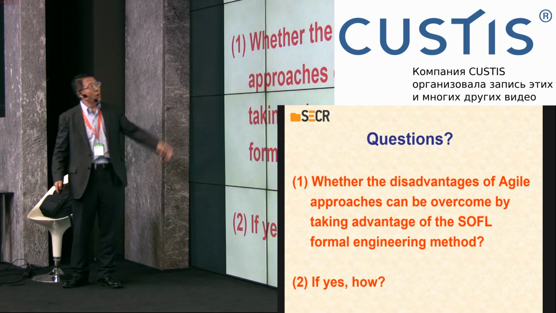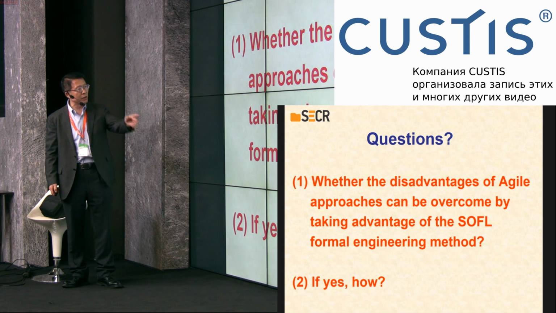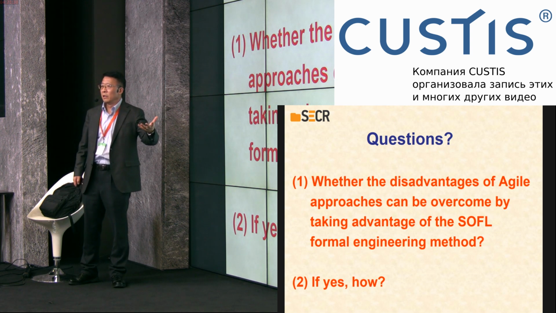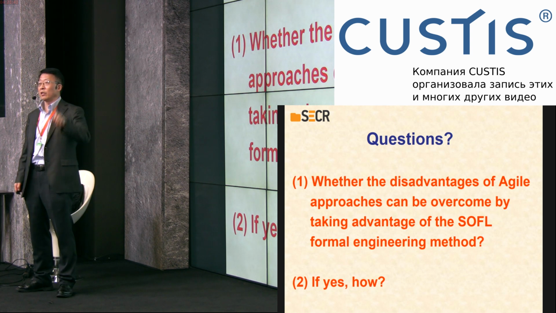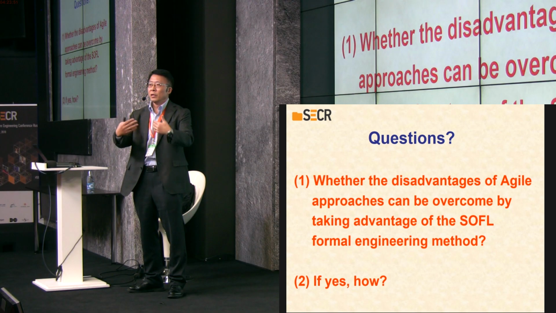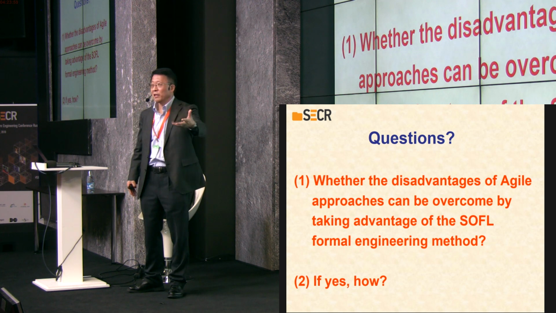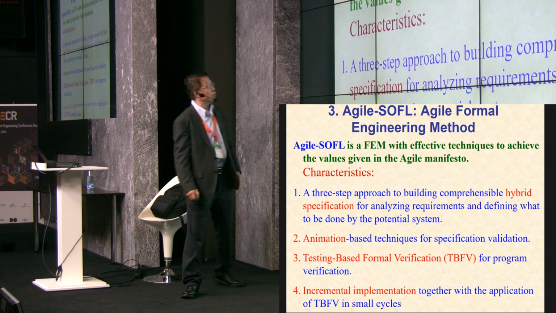So the question is whether the disadvantages of agile approaches can be overcome by taking advantage of the SOFL formal engineering method. If yes, how to do that? I think for industry, for engineers, we need to provide a solution, not only talk about a problem. In software engineering, we have so many problems to be talked about, but very few positive, effective solutions provided. If you look at the books of software engineering, they are so thick with very few positive solutions. So here, I'm trying to provide solutions for you.